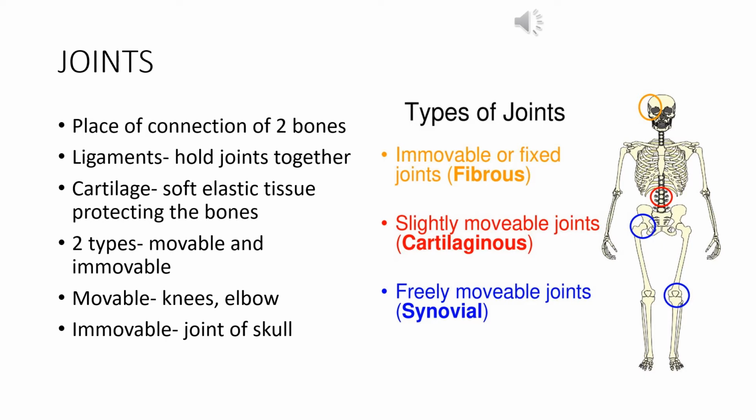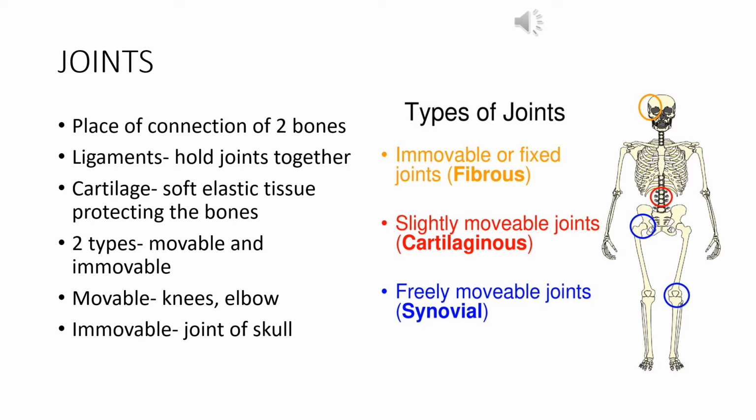The next type is the slightly movable joint, which is also called the cartilaginous joint and is present in our vertebral column. The third type is the freely movable joint, also called the synovial joint. These joints allow us to move in any direction, as present in the knees, elbows, pectoral girdle, etc.